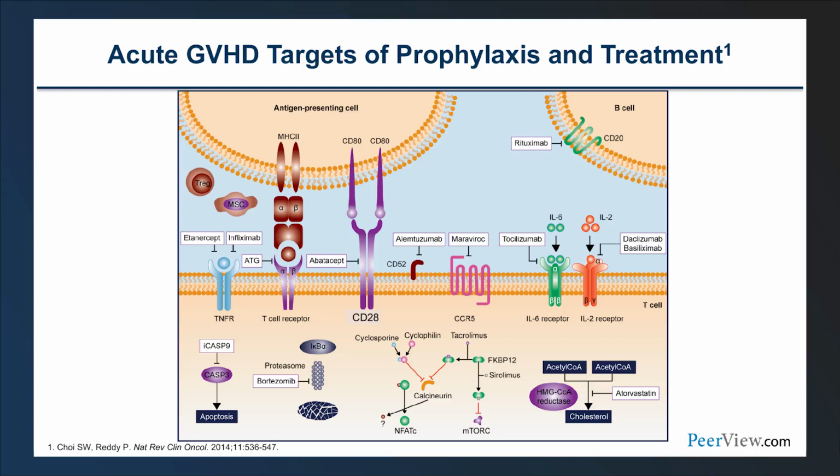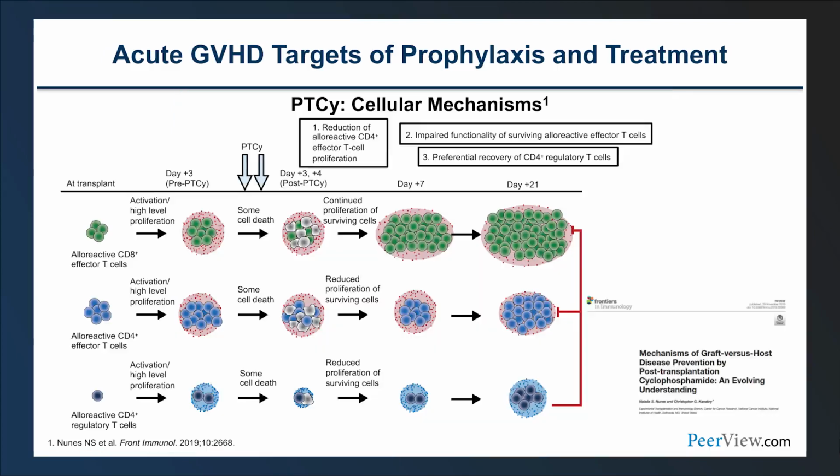I'm going to talk about the future at the end of the talk, but today I just want to remind you that I'm going to focus on CNIs because they're the backbone that we still use. They work through NFAT and downstream effects. I'm going to focus on abatacept, which works by blocking co-stimulation between CD28 and CD80-86. And I'm going to focus on PTCY, as shown here in this beautiful review by Chris Kanakri and colleagues, and lots of work done at Hopkins.